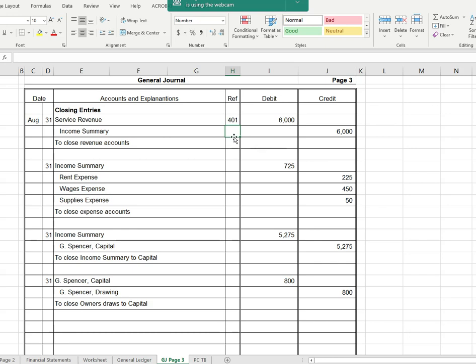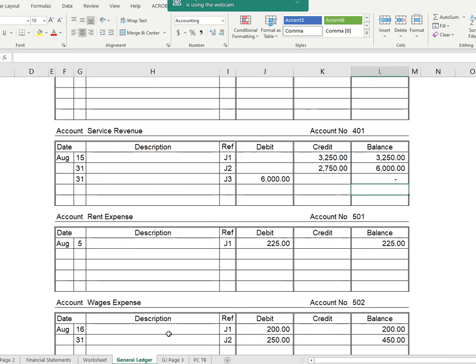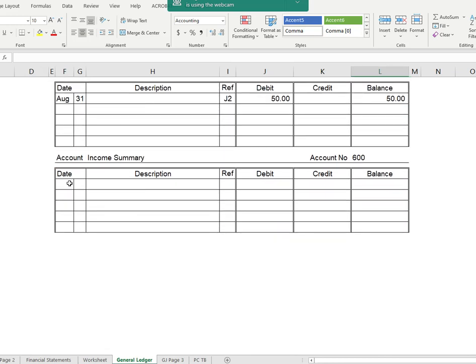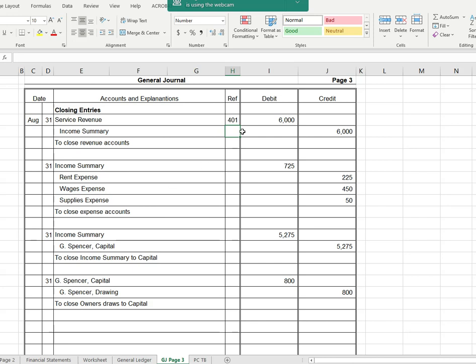Next, I have to post the $6,000 as a credit to income summary. So I'm going to go to my income summary and put August 31. It's coming from J3. It is a credit for $6,000. Perfect. This is account 600, so I'm going to come back here. I'm going to put 600. Excellent. All right, so now I'm going to post my next entry.